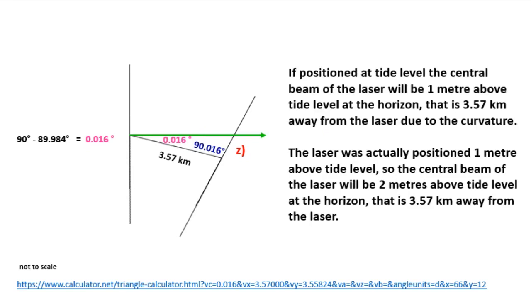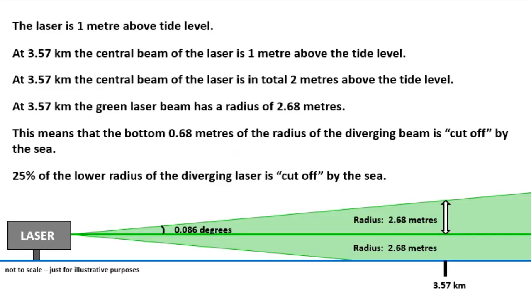If positioned at tide level, the central beam of the laser will be 1 meter above the tide level at the horizon. That is 3.57 kilometers away from the laser due to the curvature. The laser was actually positioned 1 meter above tide level, so the central beam of the laser will be 2 meters above tide level at the horizon. That is 3.57 kilometers away from the laser. The laser is 1 meter above tide level. At 3.57 kilometers, the central beam of the laser is 1 meter above the tide level. At 3.57 kilometers, the central beam of the laser is in total 2 meters above the tide level.